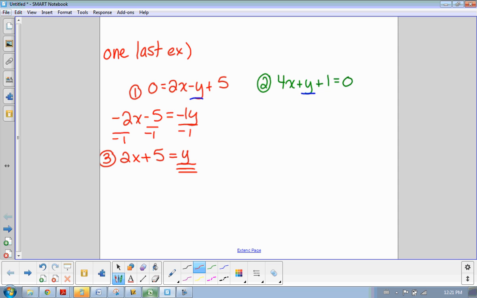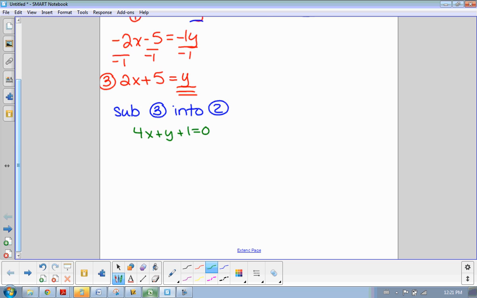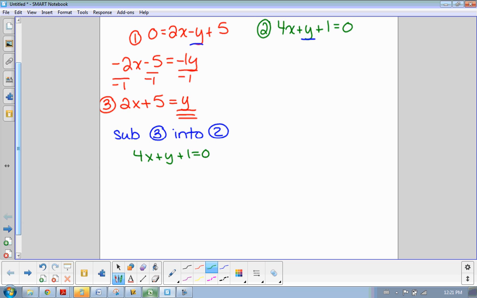Once we have the letter isolated in one of the equations, we're going to sub it into the equation we haven't touched yet. So what we're going to do now is sub this equation 3 into the original equation 2 that we haven't yet manipulated. So we're going to rewrite equation 2, and then we are going to replace the y value in equation 2 with what we found out that y is equal to. We said y was equal to 2x plus 5, so we're going to put that here.